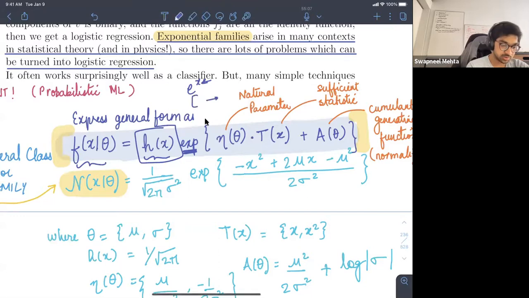Sorry, I shouldn't say 0. That is, e raised to x belongs to 0 comma infinity, right?